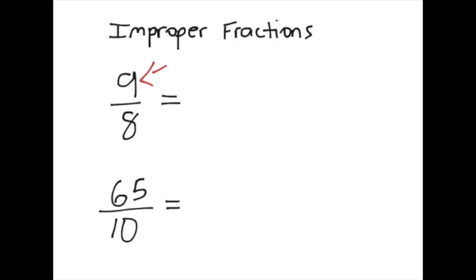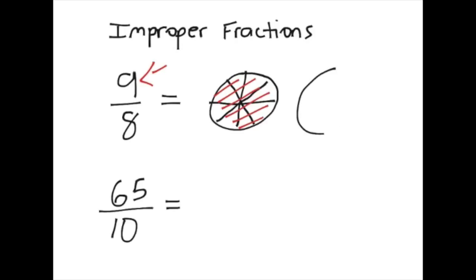Improper fractions meaning the top number, the numerator, is greater than the denominator. 9/8, the 9 of course being greater than the 8, and we can represent this fraction visually by taking one whole circle, dividing it into 8 pieces, shading the entire set of 8 pieces, and then using another circle, splitting it up into 8 pieces, except this time shading just one of those pieces. In total we have 8 plus 1, that's 9/8.